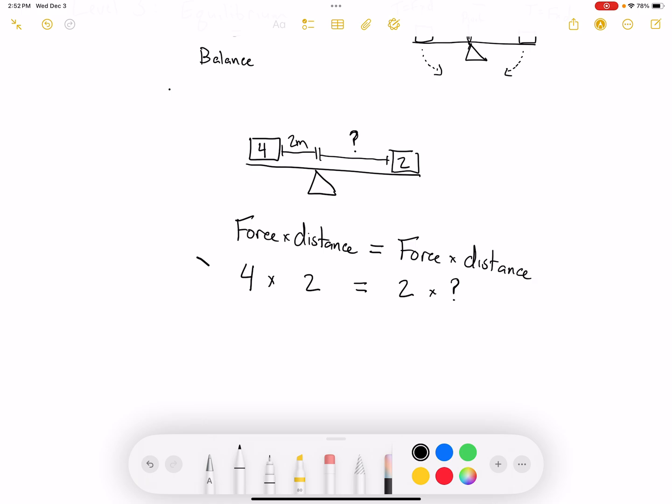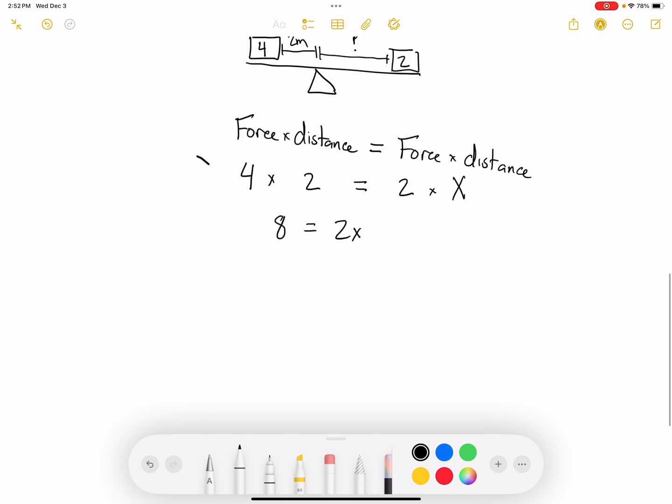So here's my question mark. If you're doing this in math, you could think of this one as being a variable, like x, and that's the thing I'm solving for. So let's go ahead and solve for that variable. 4 times 2 is 8. So 8 is going to be equal to 2x. And in order for me to get x by itself, I will divide both sides by 2.